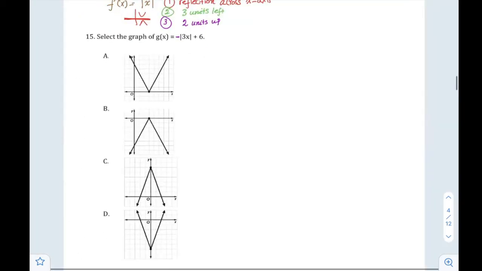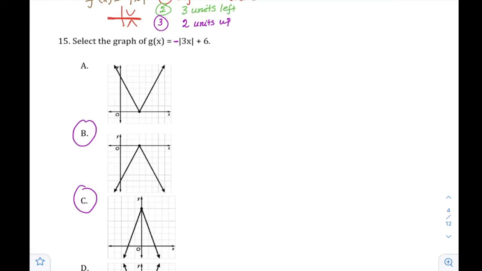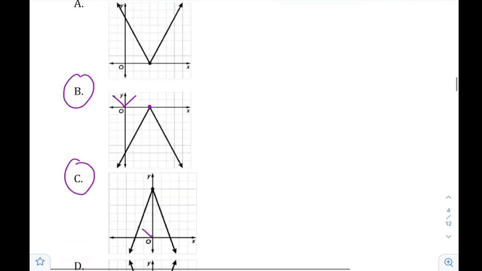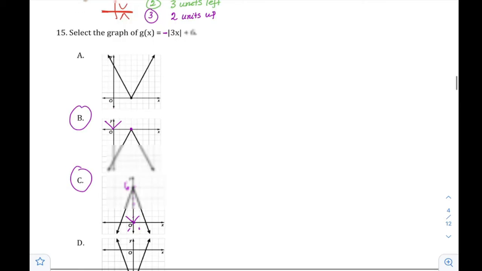So indeed, we will look only at B or C. But in B, we don't have any translation up. This is originally the function, and it's just reflected and moved to the right. While in C, this was reflected and moved 6 units up. If you count here, you will find that you have moved up 6 units. That means the correct answer is C.